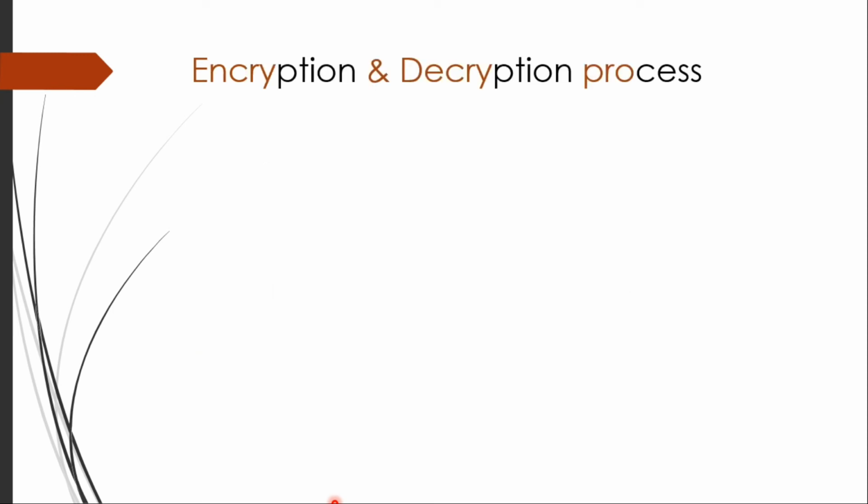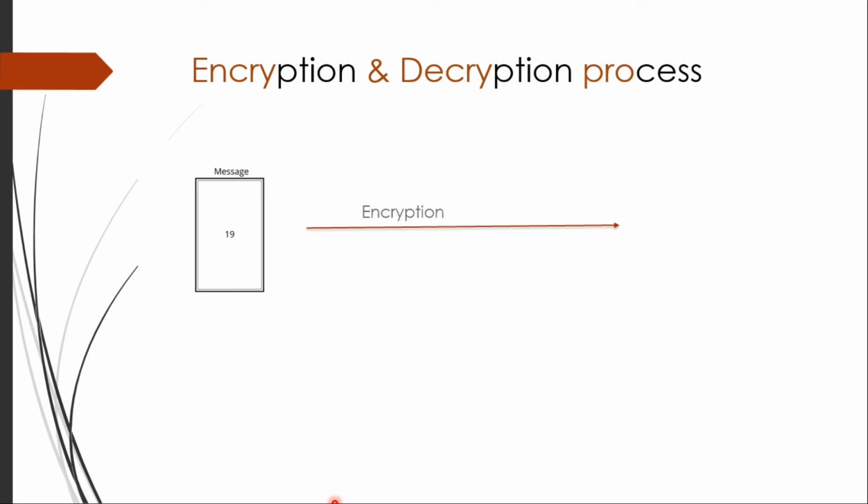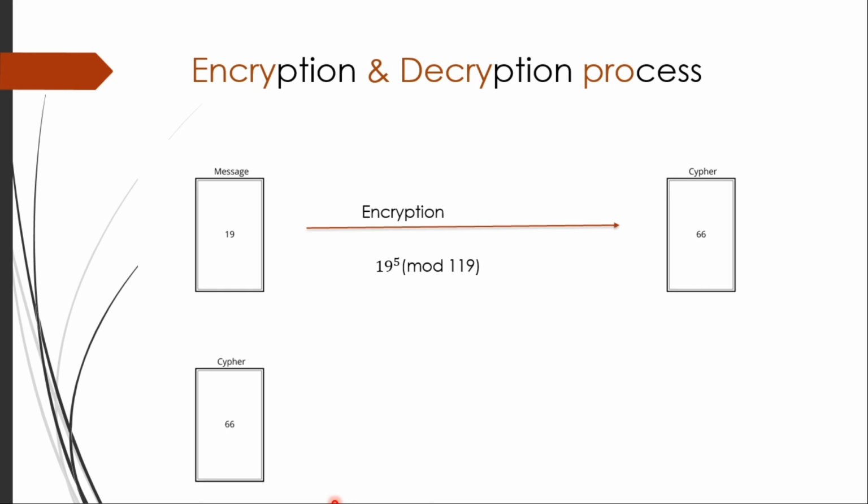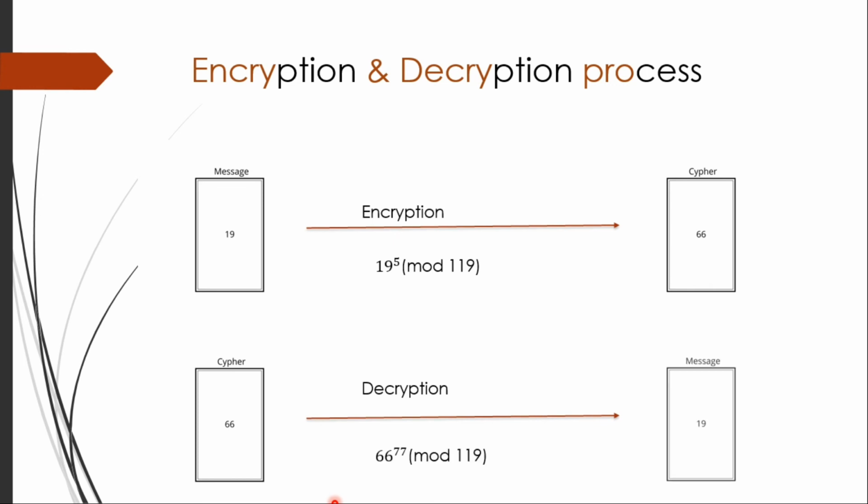Now, let's talk about the process of encryption and decryption. Consider a message 19. It is encrypted using the public key that we saw in the previous example. The ciphertext is produced, the value is 66. To decrypt the ciphertext, the private key is used, then we get the message 19 that was sent by the sender.